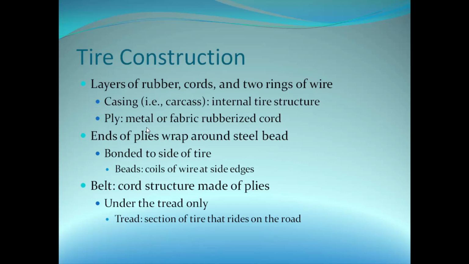So, tire construction: layers of rubber, cords, and two rings of wire. We have the casing, the carcass, the internal tire structure, and the ply, a metal or fabric rubberized cord. Ends of plies wrap around a steel bead, bonded to the side of the tire. Beads are coils of wire at the side edges. You will find these things on many websites, and I want you to take a closer look at them. Then I have the belt, a cord structure made of plies under the tread only, and the tread is the section of the tire that rides on the road.